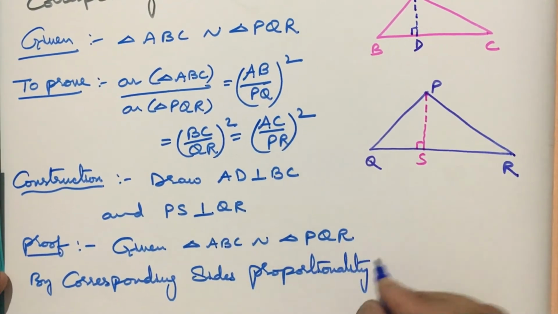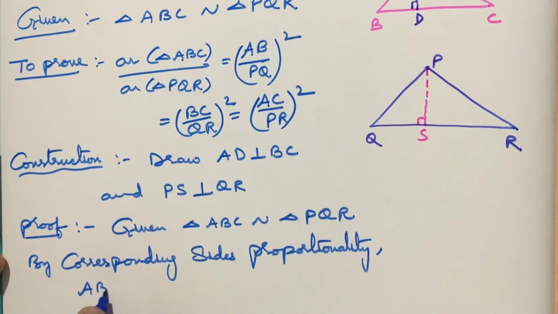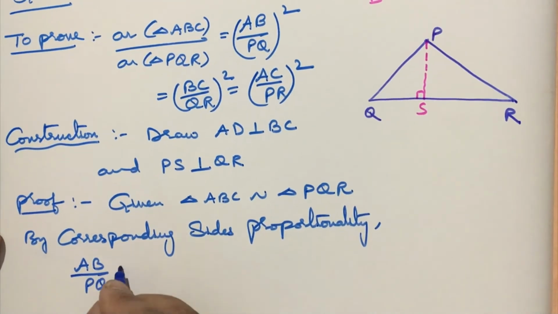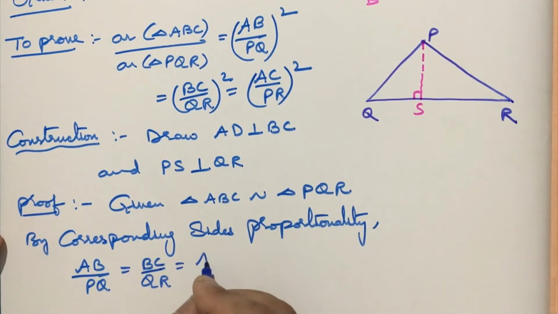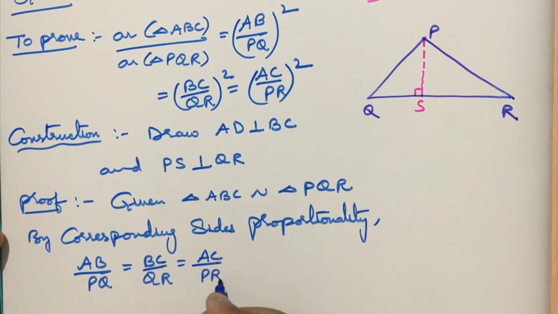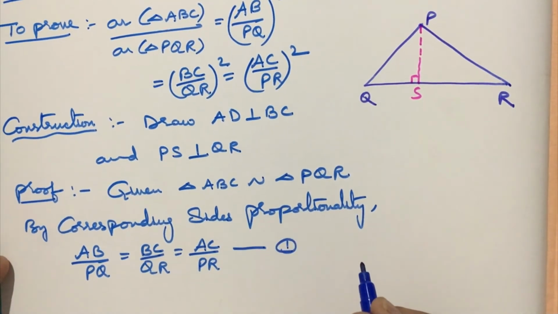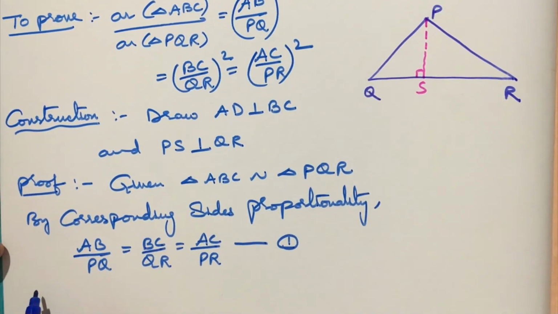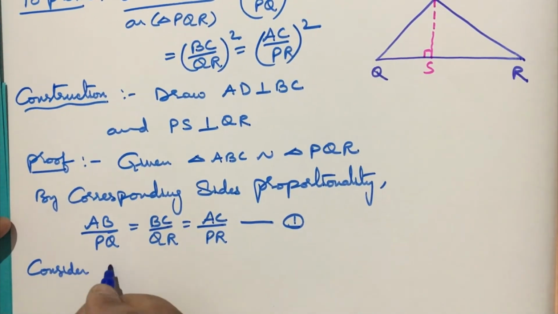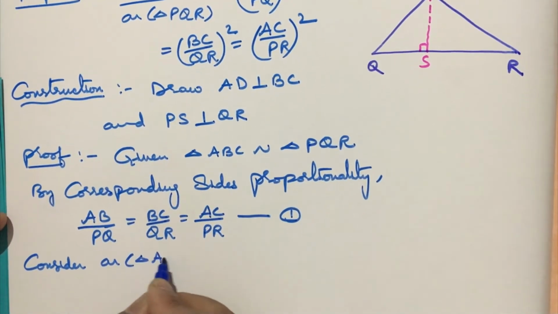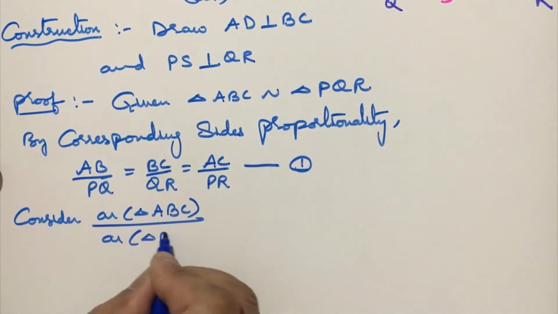By corresponding sides proportionality, we can write AB by PQ is equal to BC by QR is equal to AC by PR. This is equation 1. Now I am taking the ratio of the areas of triangle ABC to the area of triangle PQR.